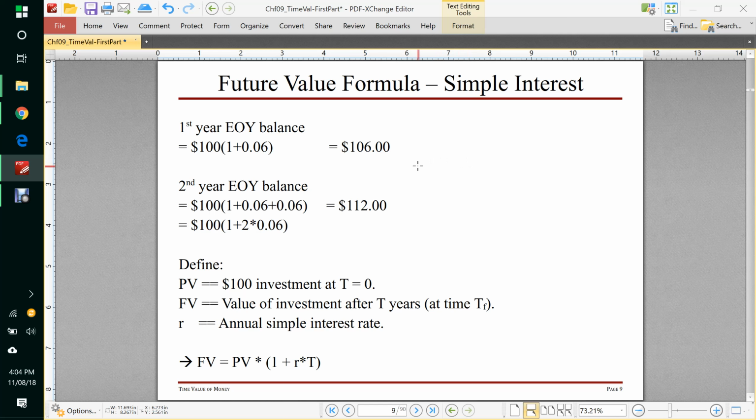Okay, we could do the same sort of thing with simple interest. You're welcome to look this over. It's pretty straightforward. I also talk about it in the prose portion of the text, so you can look that up, but I'm going to skip it for right now.